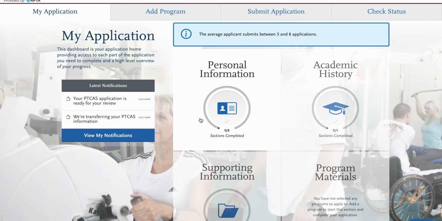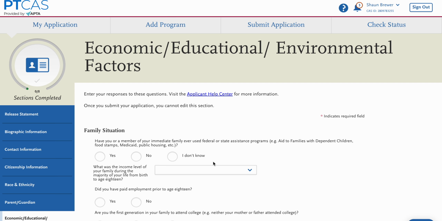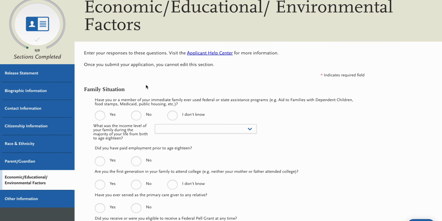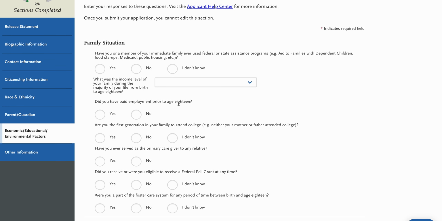Okay, so personal information. This is where this is located. You're going to go under economic, educational, and environmental factors. And then you have all of these different questions. I'm not going to go through and read each and every single one of them. But as you can see here, member of your immediate family ever had federal or state assistance? Did you have paid employment prior to age 18? I think that's kind of a funny question because there's a lot of people who have high school jobs. So I don't necessarily look at that as a disadvantage, but maybe for some people, if you had to have employment, you had to help your family pay the bills, obviously that's going to fit into that.